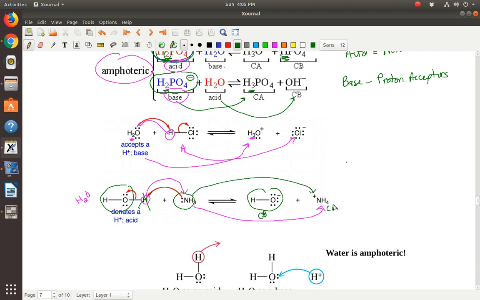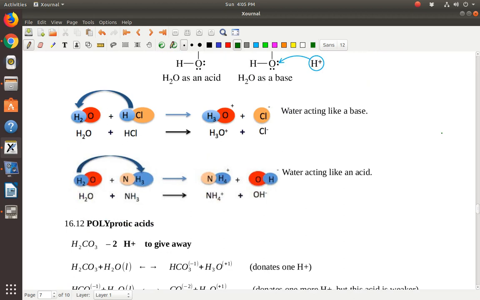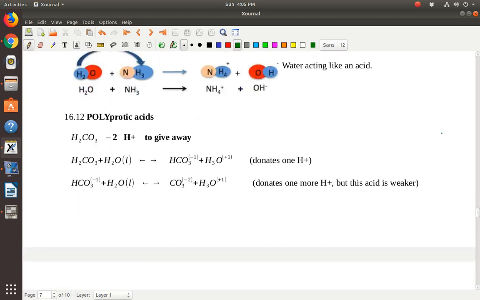So again, water is amphoteric. It can act like an acid or a base. This is just another way of showing you water is acting like a base and acting like an acid. Different ways. So now the last part of these notes is just really easy.